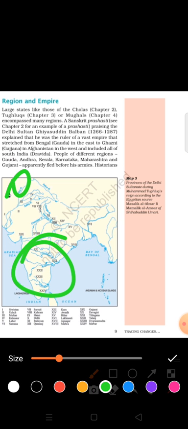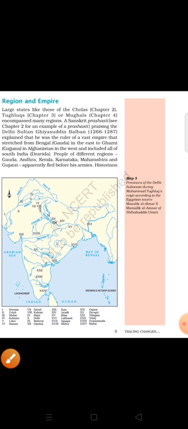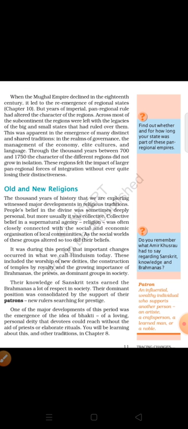Here is Ghazni, and here is Gauda. The old name of Bengal was Gauda. People of the different regions, Gauda, Andhra, Kerala, Karnataka, Maharashtra, and Gujarat, apparently fell before his army. Historians note that when the Mughal Empire declined in the 18th century, it led to the re-emergence of regional states. We will learn about that in chapter 10. But years of imperial pan-regional rule had altered the character of the regions across most of the subcontinent.